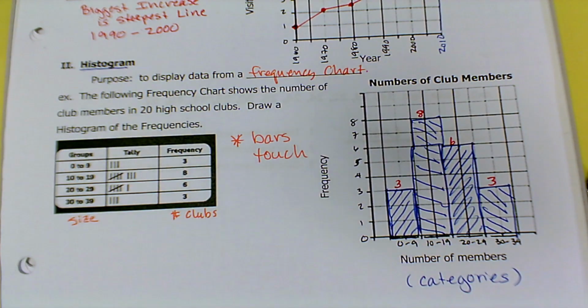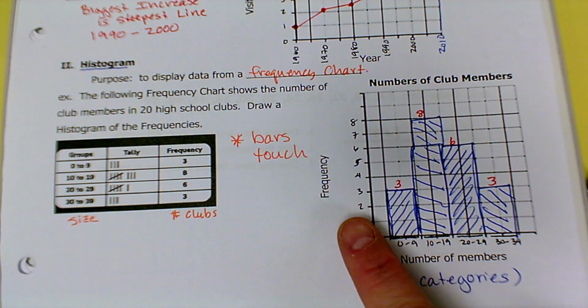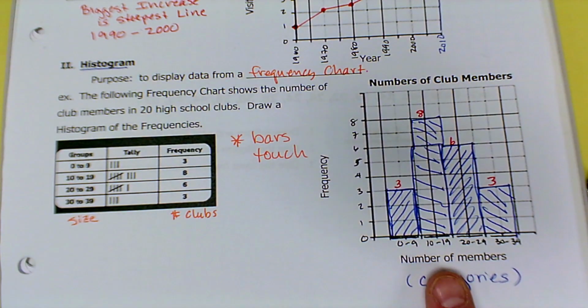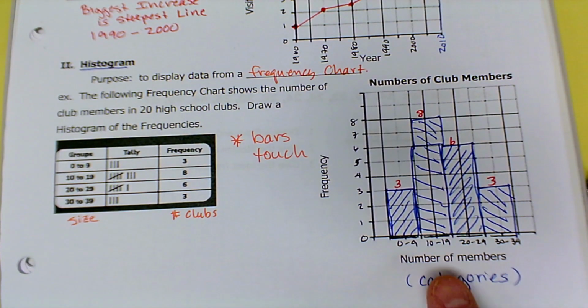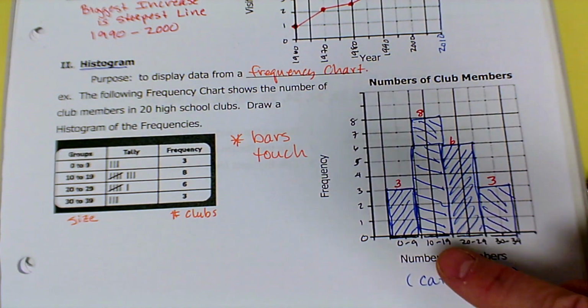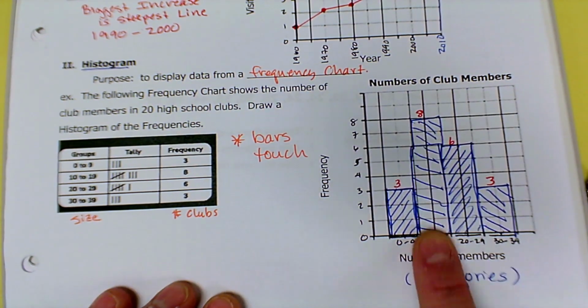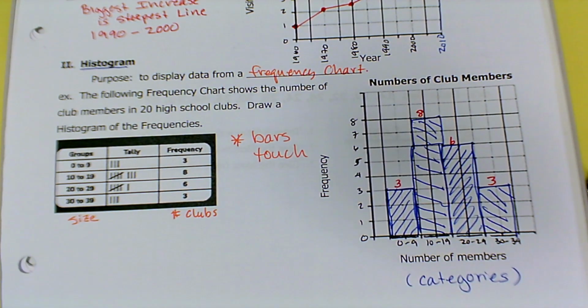So again, we have kind of a bell graph, sort of, on this one. You can tell the maximum number, the category that had the most clubs, was 10 to 19 members. So that was the 8. That's the one that was the most popular club size. All right, flip it over.